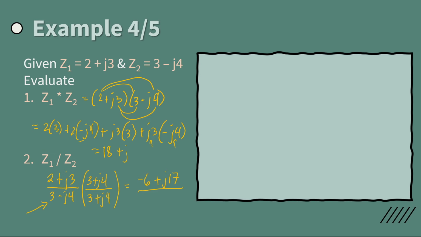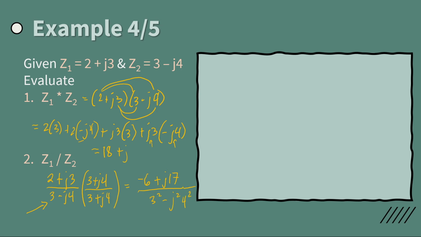And then the denominator is simply the difference of two squares. So 3 squared is 9. The difference of two squares looks like this: 3 squared minus 4 squared. Now take note of this. You have j4 squared, so actually j squared times 4 squared.